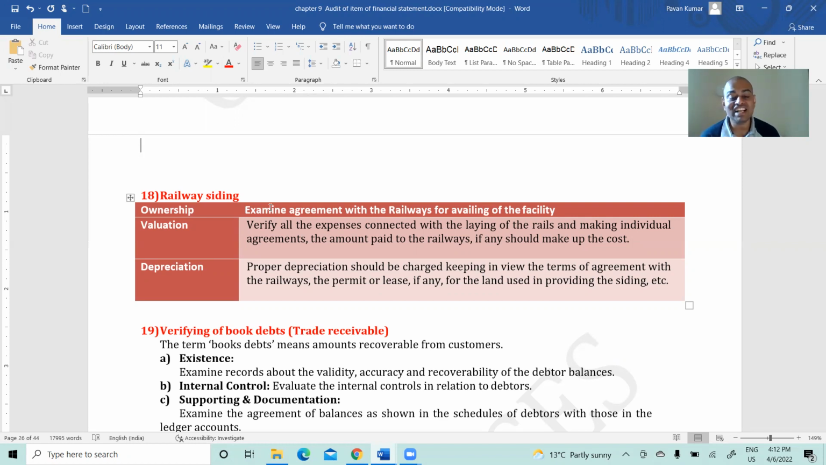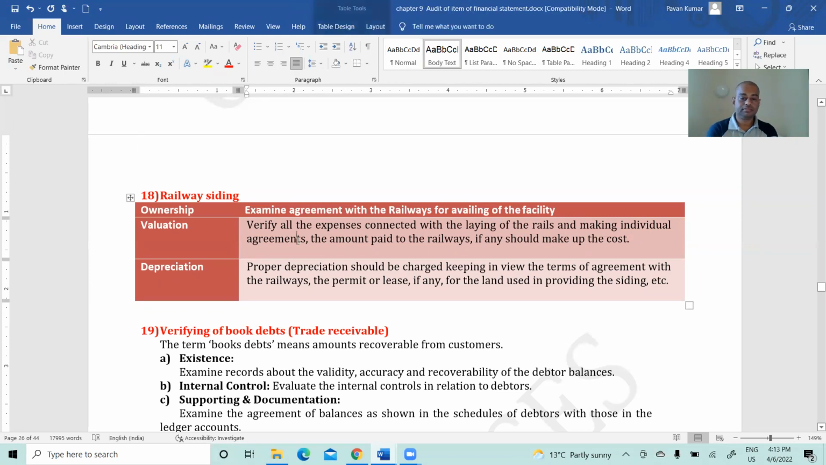You understand what railway sidings are now? Guys, do you understand what railway sidings are? Yes, sir. Harini, read these 3 points now.